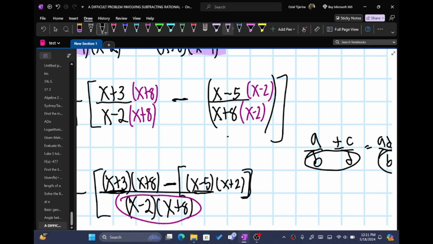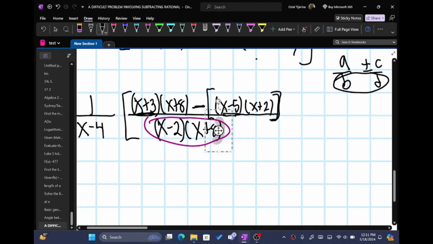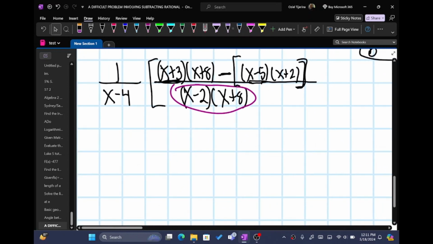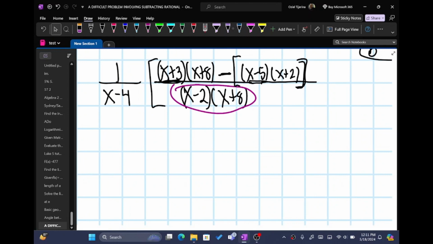Now, we want to do FOIL method. And like I said, if y'all don't know FOIL method, I can make a video on that, just how to multiply using FOIL method, multiply two binomials. I don't know if I have a video on that, but I can make one.